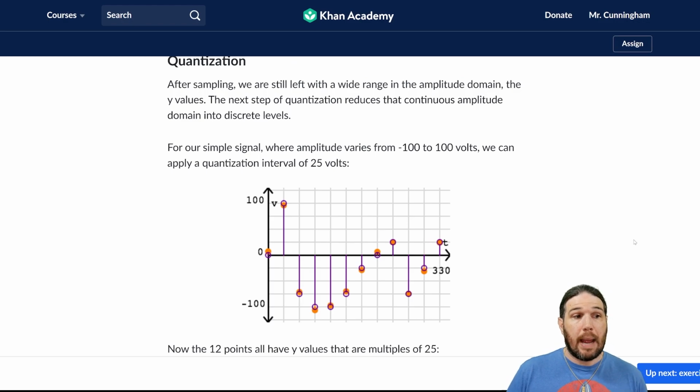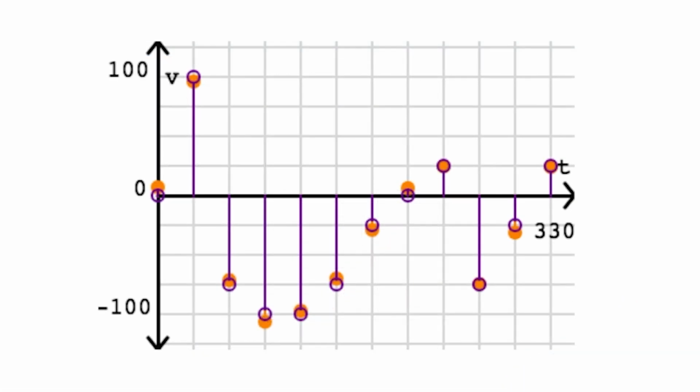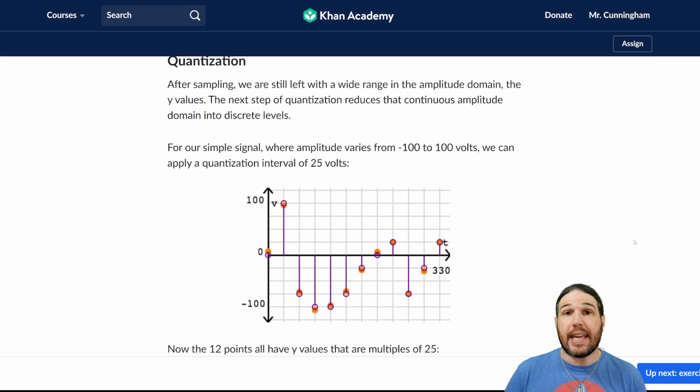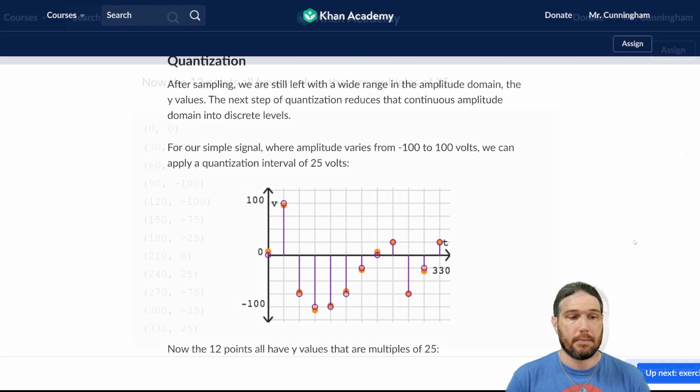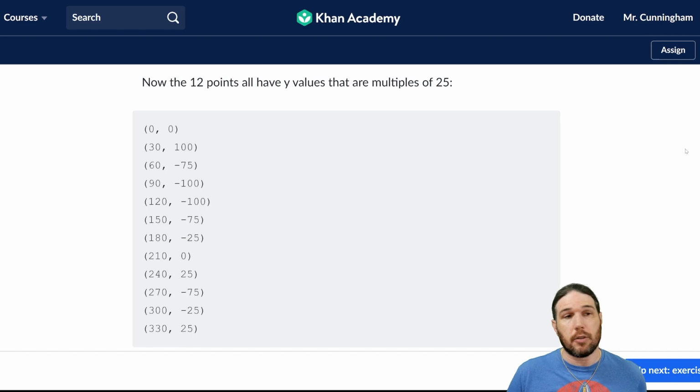For our simple signal, where amplitude varies from -100 to 100 volts, we can apply a quantization interval of 25 volts. So what we've got over here are all those orange dots from further up in the article. But now, instead of putting them exactly where they are, you'll notice that they've circled a point that is kind of the nearest 25 volts to the orange point. In fact, this is really a good visualization of what rounding is. They're taking each point and they are sort of scooting it a little bit so that it is on the nearest 25 volts to that point. Now the 12 points all have y values that are multiples of 25.